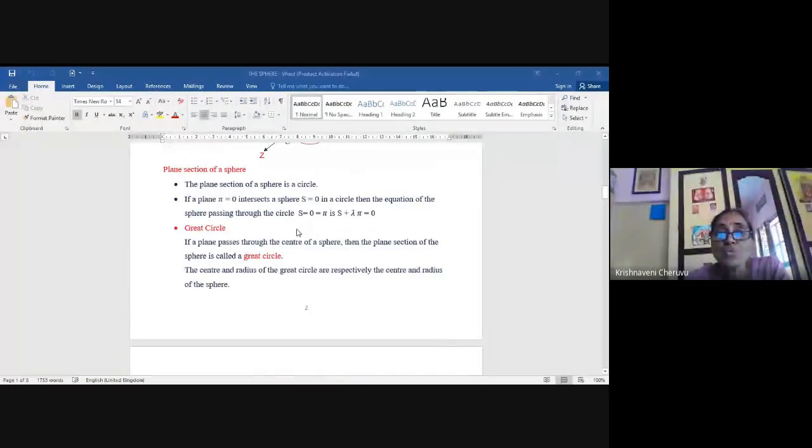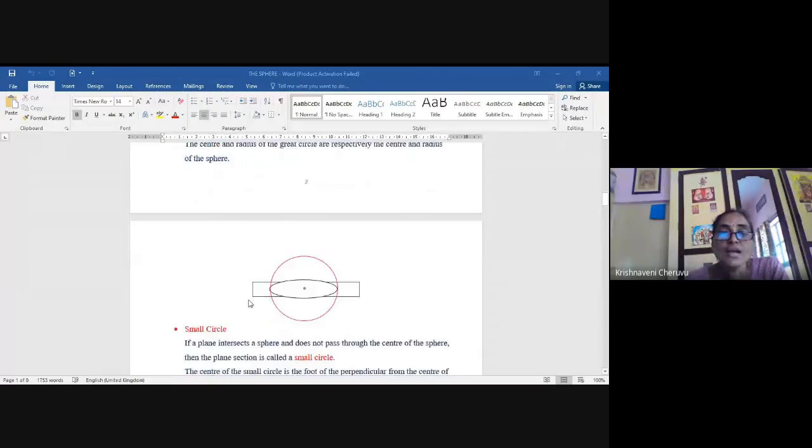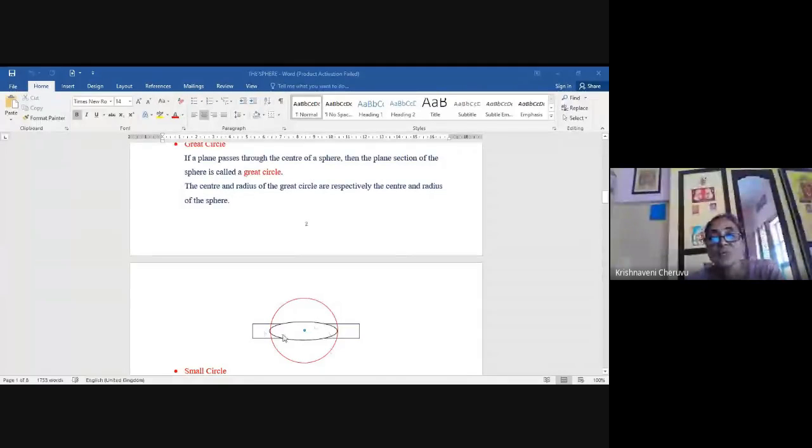Now you have seen what a plane section of a sphere is. There are two kinds of sections: when a sphere is intersecting with a plane, you get a circle, and there are two different circles. One is the great circle, the other one is the small circle. Now, when do you say that a circle is a great circle?